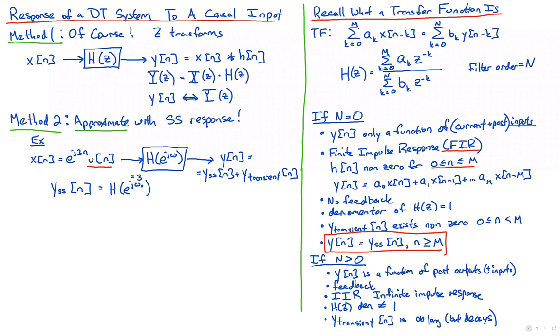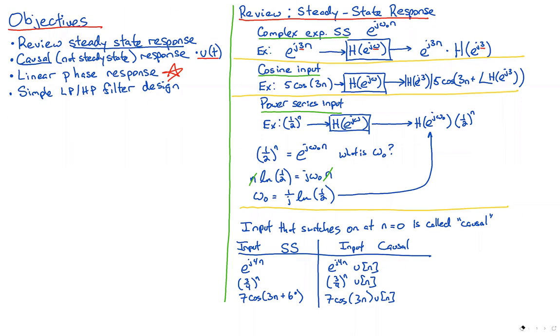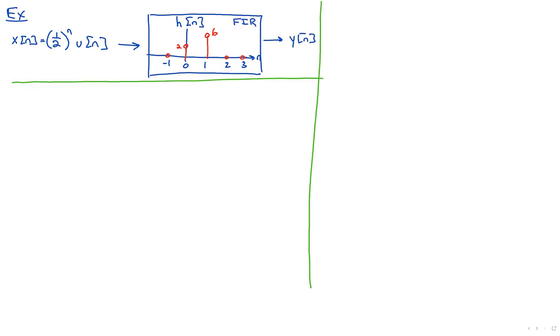Look, I get it. That's a lot of information to digest at one shot. Let me give an example, and I think it'll be a lot clearer. Let's say we have this causal input. Now you'll notice that this is the same one that we evaluated in the beginning right here with the power series input example. And let's say we're providing that input to the discrete time system whose impulse response is given here. And so there's two methods.